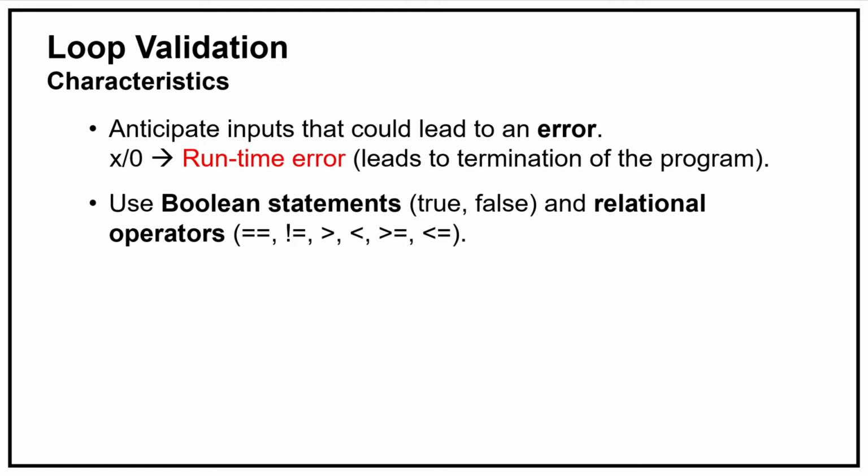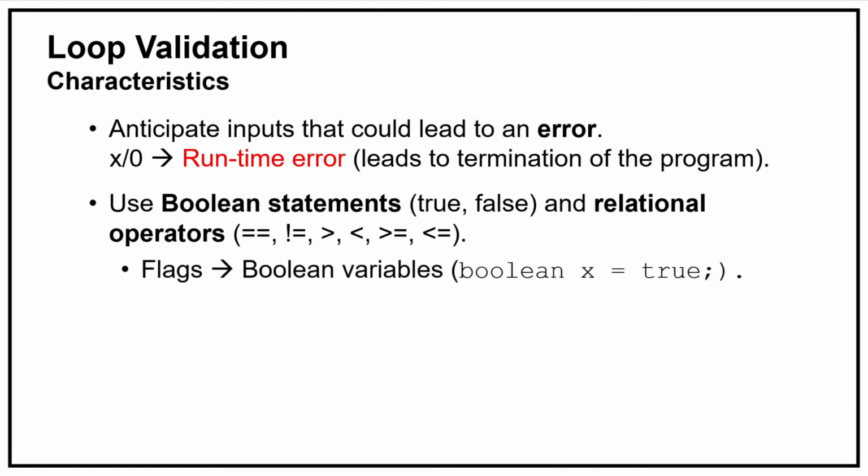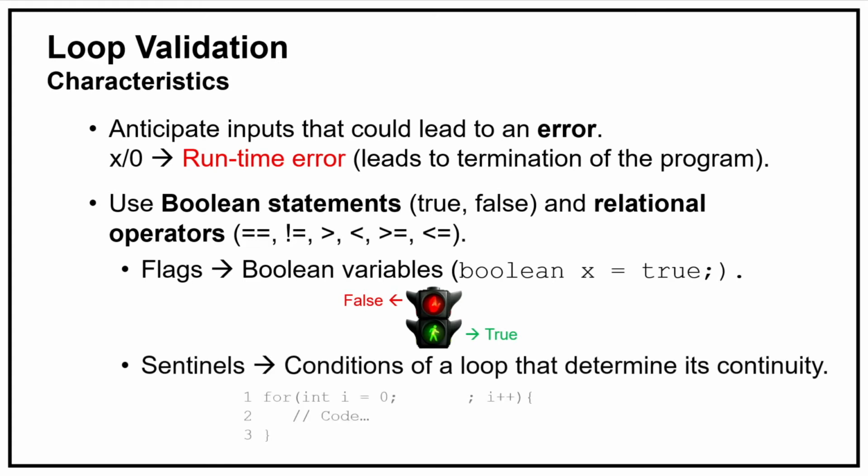The first one is to use flags, which are Boolean variables that function the same way traffic lights do. If they are set to green, otherwise known as true, or red, otherwise known as false, the programmer can define if that variable will allow or not allow something to happen. The second one is the use of sentinels, which are the conditions of a loop to determine if the code in the inner loop will continue or not.